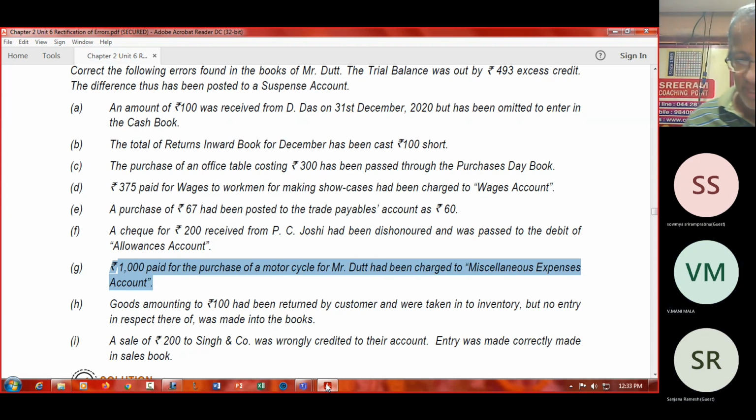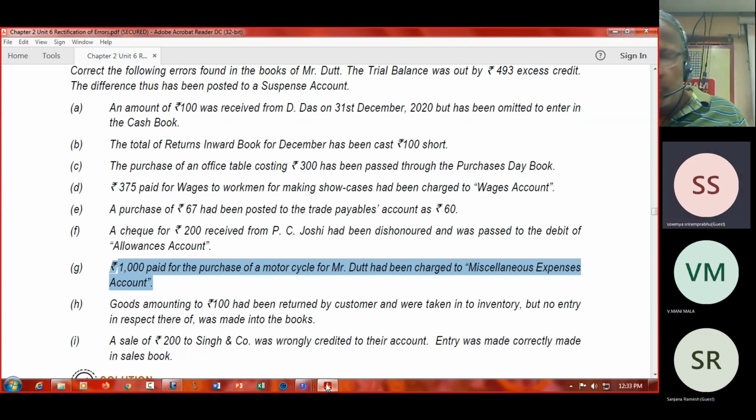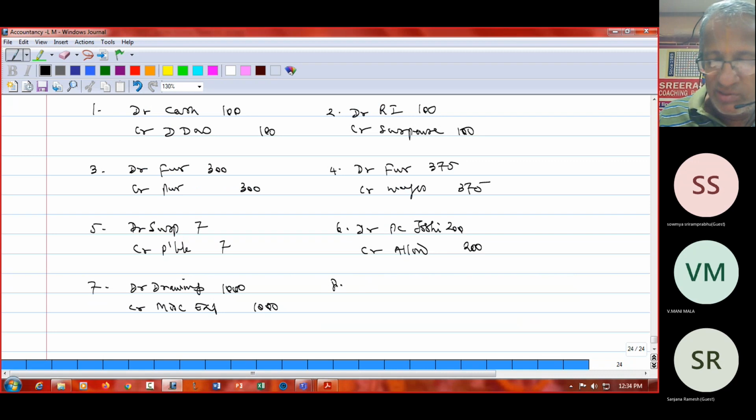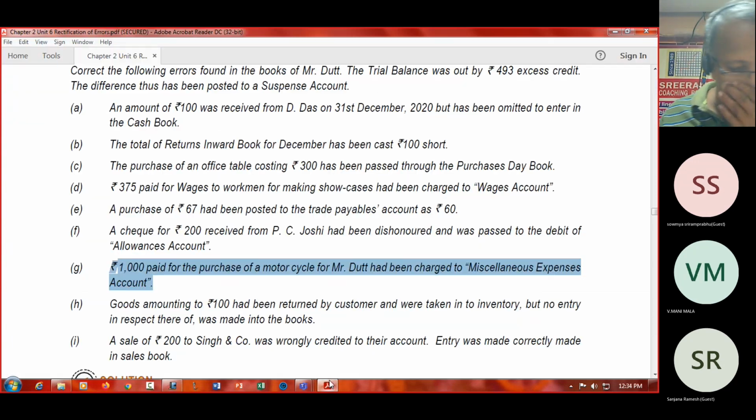Right. So, goods amounting to rupees 100 have been returned by a customer and were taken into inventory. No entry in respect of this was made into the books of accounts. Complete omission. This will not affect the agreement of trial balance. Goods returned by a customer, so it is a sales return. Debit sales returns, that is return inwards, credit customer, 100.